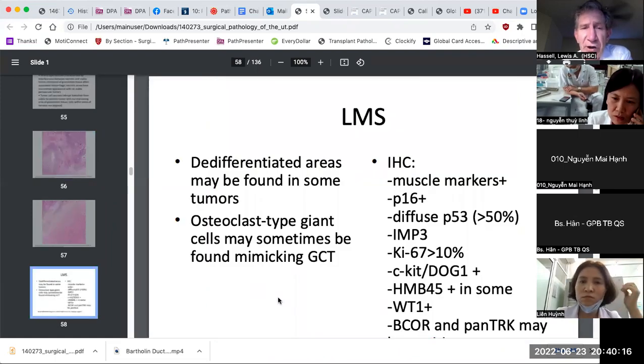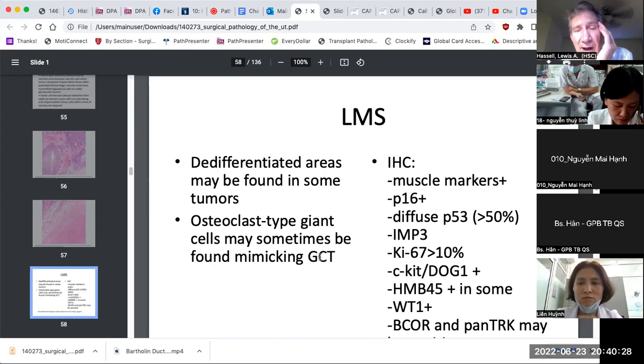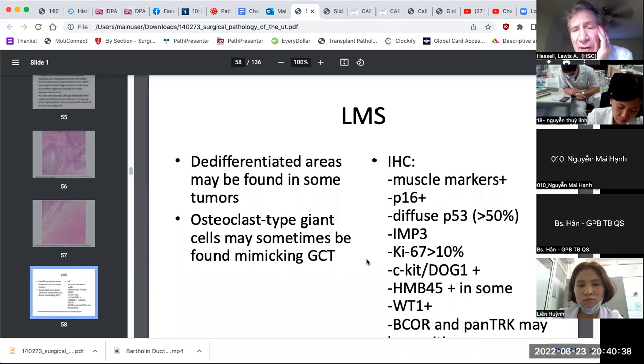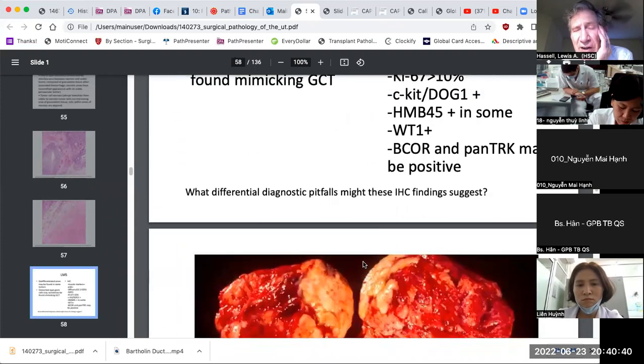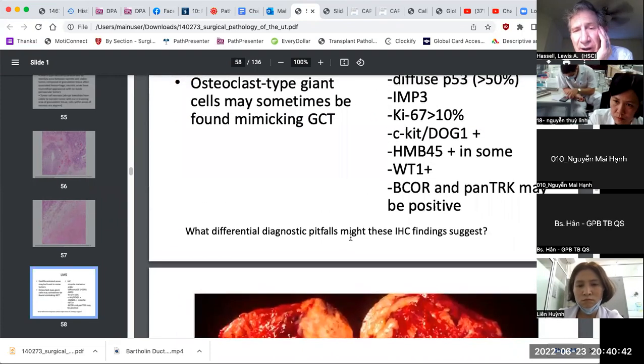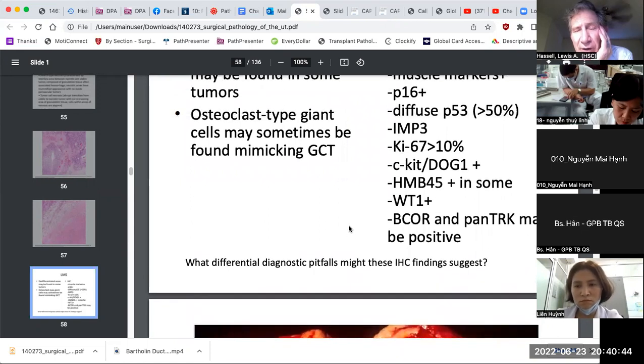So leiomyosarcomas can occasionally develop dedifferentiation, which would be a very high-grade undifferentiated sarcoma. They may get osteoclast-like cells. They may have other immunohistochemistry markers like DOG1 or occasionally HMB45. And that's because there's a variety of other mutations that are going on here or that are possible here.